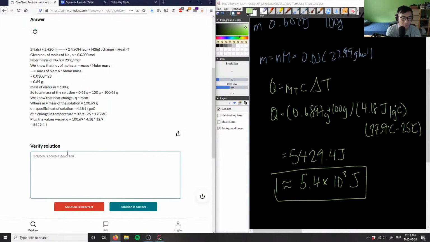Good analysis. Technically, it is 5.4 times 10 to the 3 joules for 2 significant digits. The answer is correct.